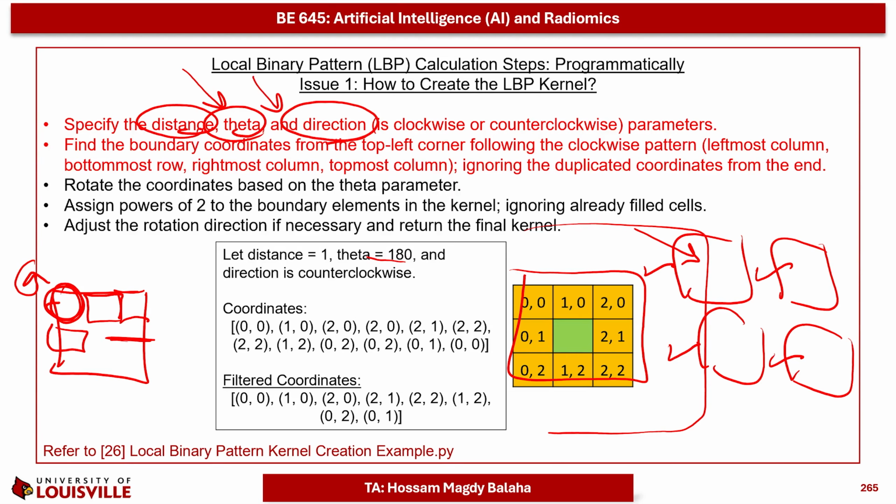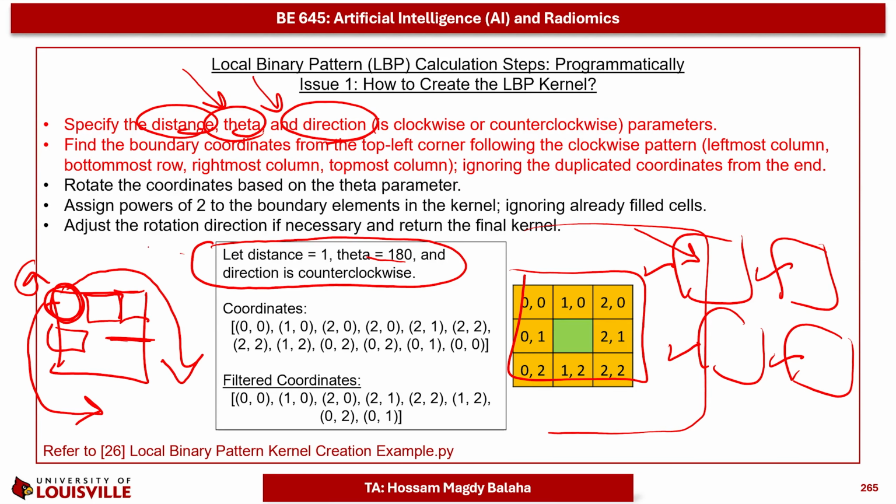So if you are moving clockwise, then the increment of the cells will be to the direction, and if counterclockwise, it will be the opposite direction. And to make the situation generic, we will ignore these values for a while, which are the required parameters, and we will construct a pattern or a template for all of the parameters, and then we will update and modify this created template or kernel based on the distance, theta, and direction.